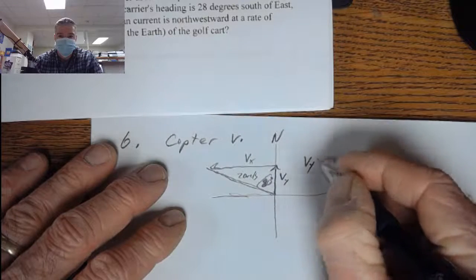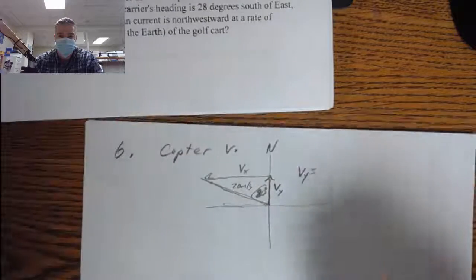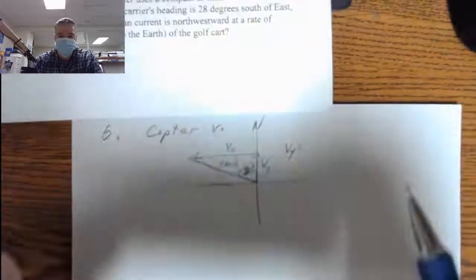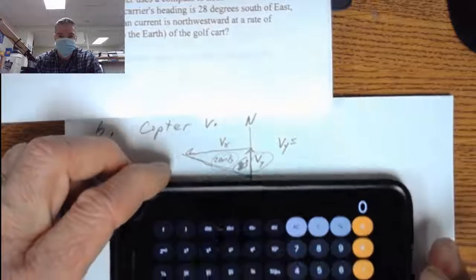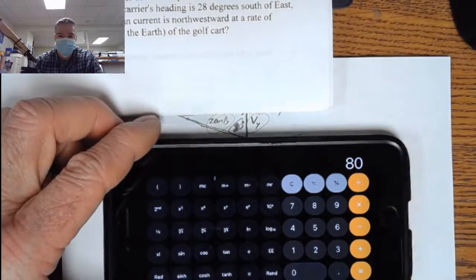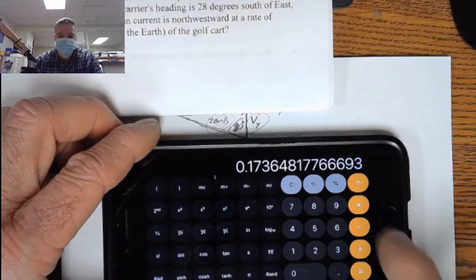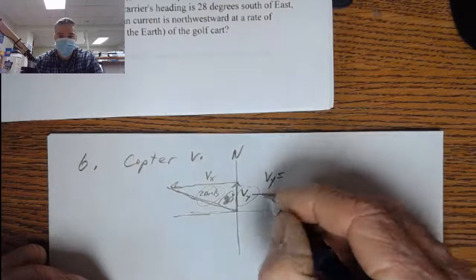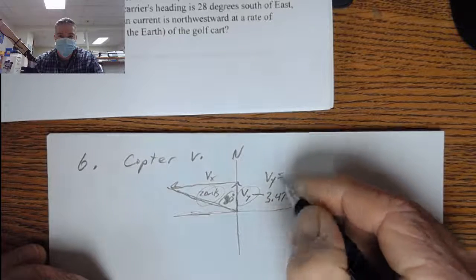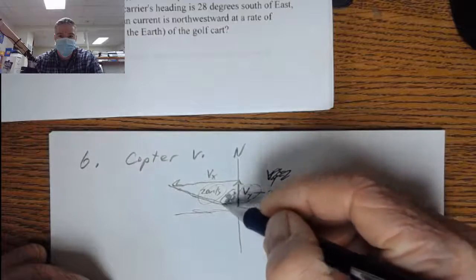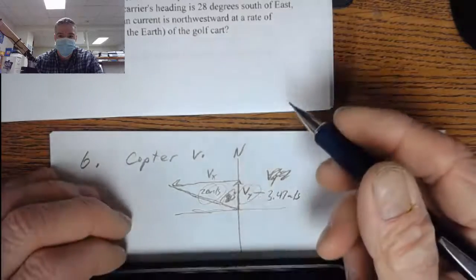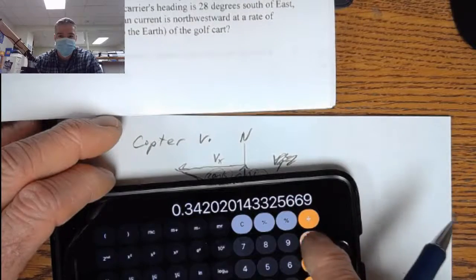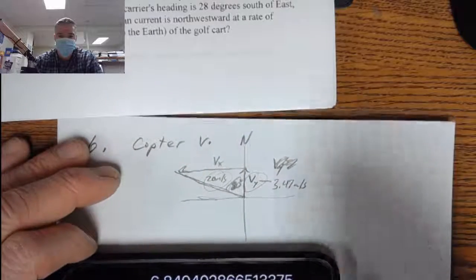And Vy, I'm not going to do all my work here, but the relationship between this leg and that leg is cosine. So I need to do cosine of 80 degrees, not in radian mode, 0.17, multiply that by 20, and that gives me 3.47. And then here's my angle, so this is opposite over hypotenuse, which is sine. There's the sine times 20, 0.684.